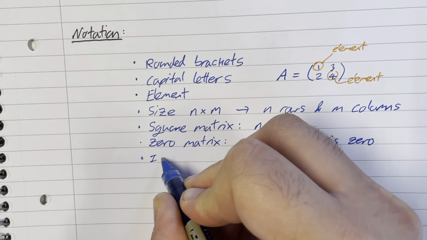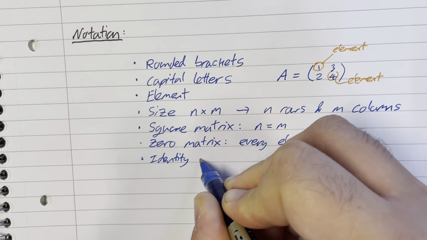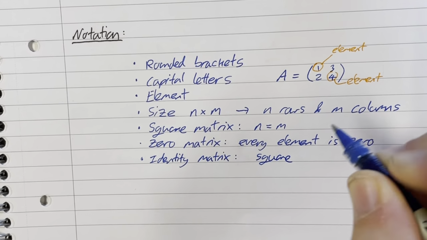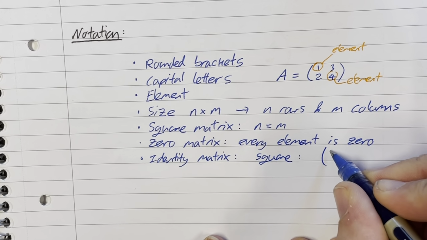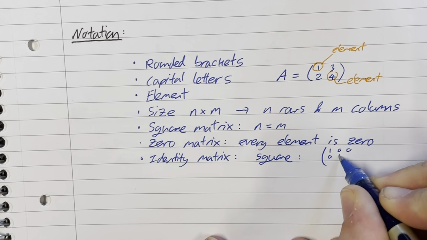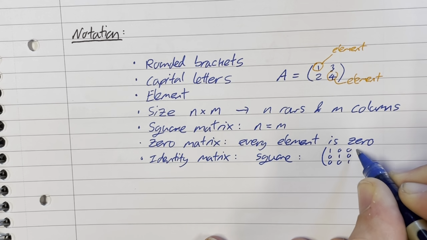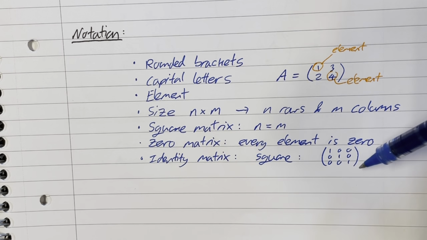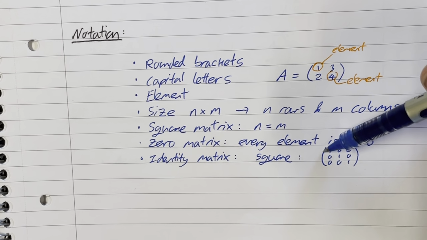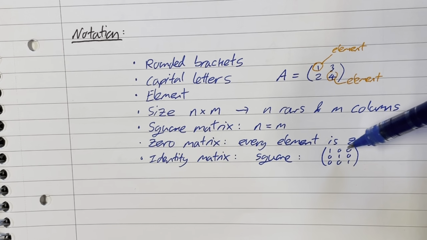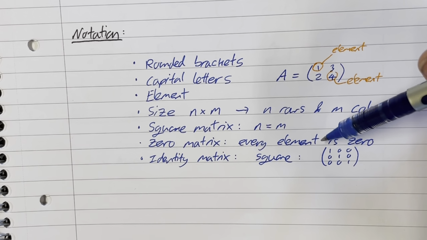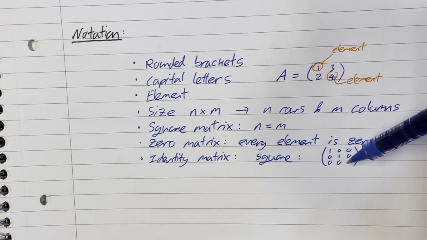An identity matrix. This has to be square, and it would have 1s down what we call the lead diagonal and 0s everywhere else. And this will become particularly important later on in the course. Okay, we're not actually going to touch on it too much in today's lesson, so we'll come back to that. But it's important to know that an identity matrix is a square matrix with 1s down the lead diagonal, which goes from top left to bottom right, and 0s everywhere else.